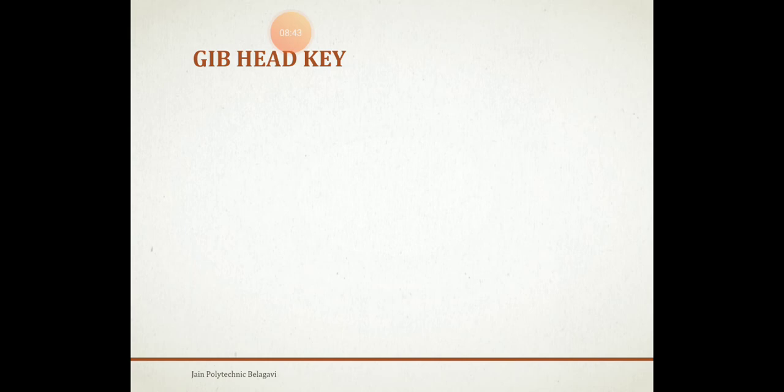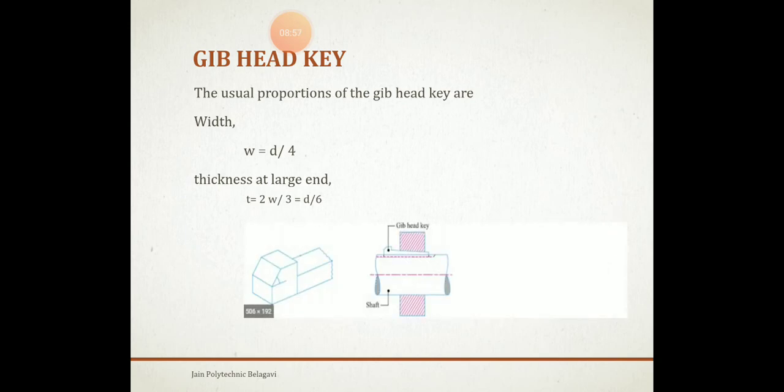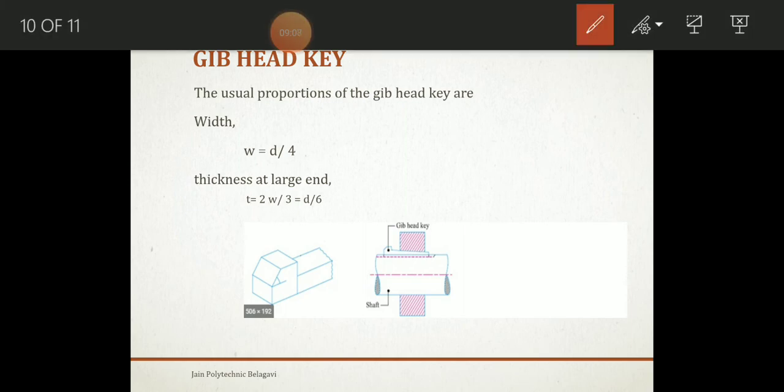Next one is the gib headed key. Now these are the dimensions of the gib headed key: the width is D by 4, thickness is 2W by 3 or D by 6. The gib headed key is usually used because it is very easy to assemble and disassemble, correct? This front portion of the gib headed key will be helpful for assembling as well as disassembling. Means we can pull it out and easily disassemble it from the mating part.